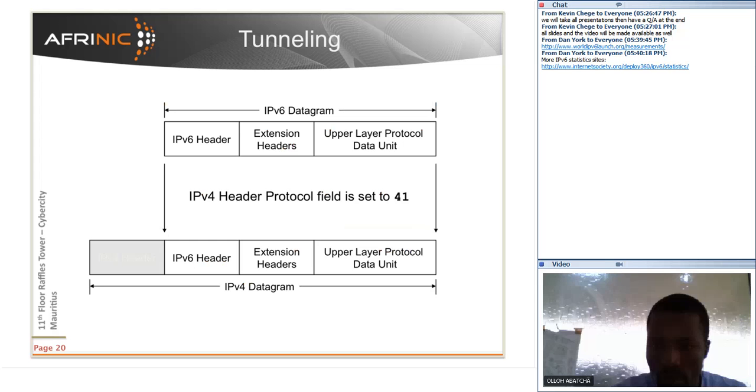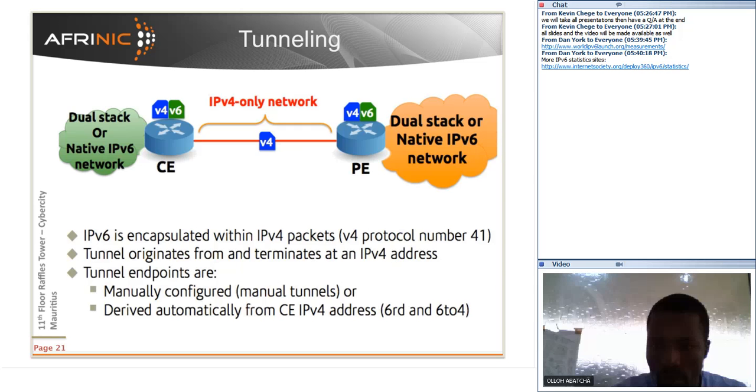So what happens in tunneling is basically what you need to do with an IPv6. As you can see, this is the IPv6 datagram. The IPv4 header protocol is set to 41. That way, you can add an IPv4 header in front of your IPv6 datagram, and it looks like an IPv4 packet, and it gets routed around like an IPv4 packet.